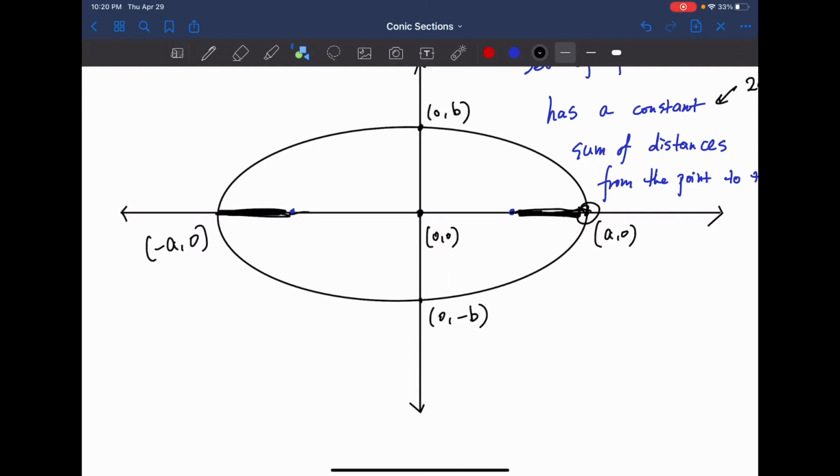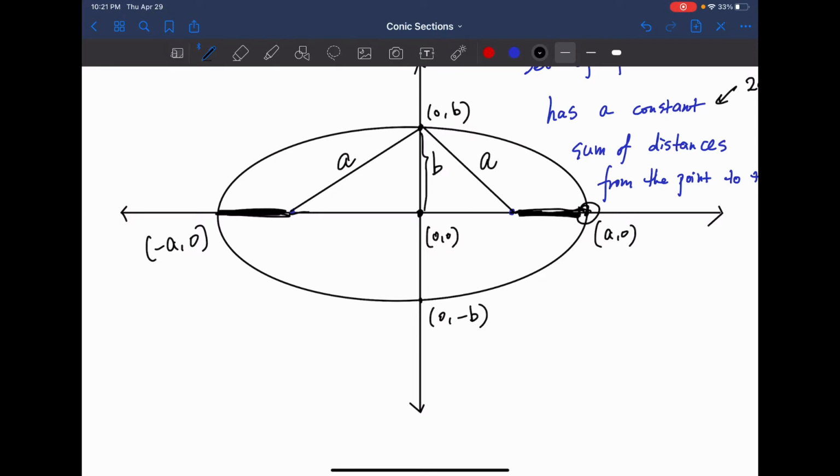Let's draw this triangle right over here. This triangle would be an isosceles triangle, which it doesn't look like because my diagram is not very good, but this is an isosceles triangle because it's symmetrical. And because the sum of the distances from the 2 points will be 2a, each distance will be a, and this distance would be b.